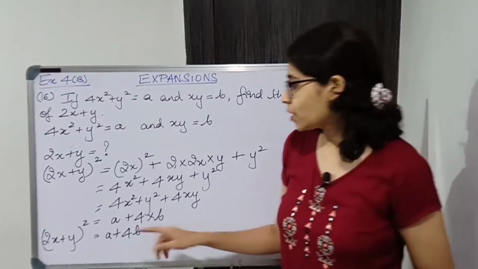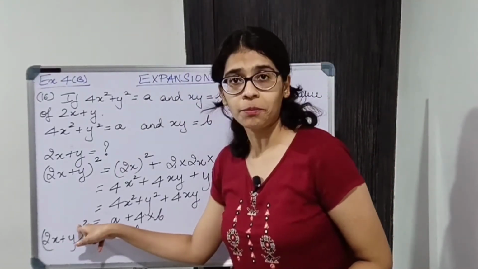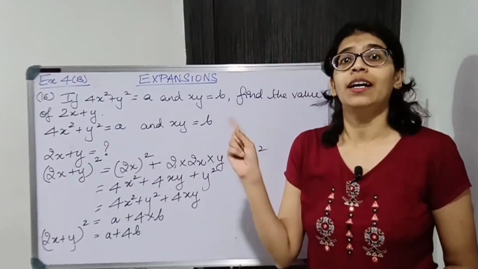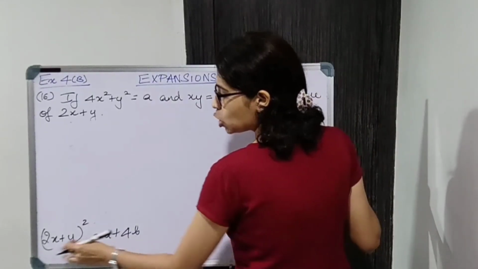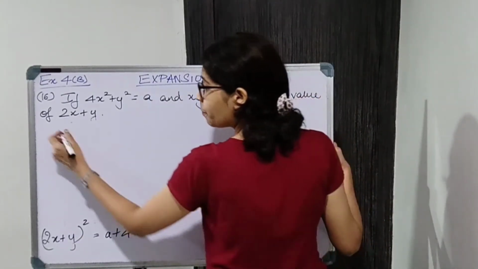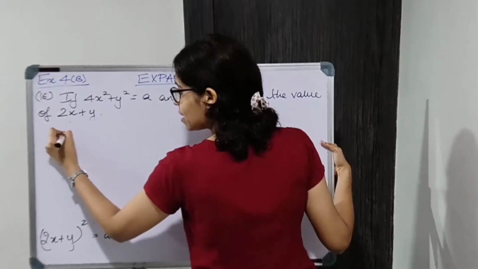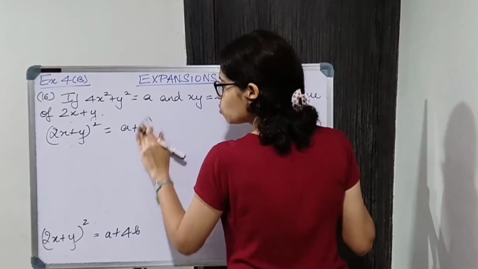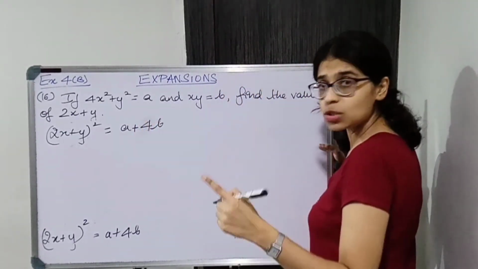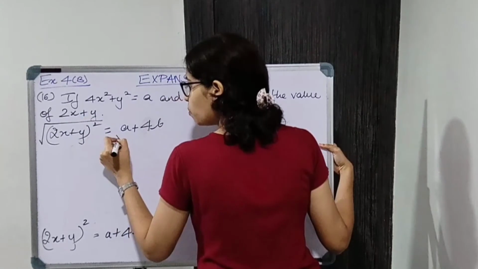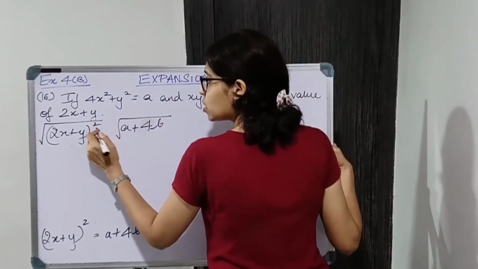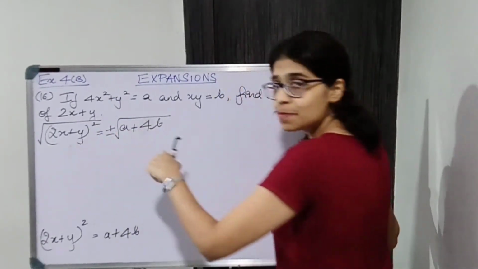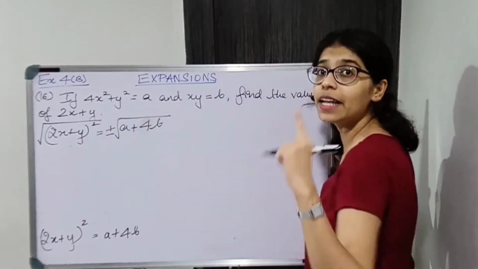Now I don't want this whole square, I don't want the square form, I just want the value of 2x + y. So I'll take the square root on both sides. So (2x + y)² is equal to a + 4b. This is what I have. Now I'm taking square root on both sides. Whenever you take a square root, the value can be positive or negative. This is the value of 2x + y, so this can be positive or negative.